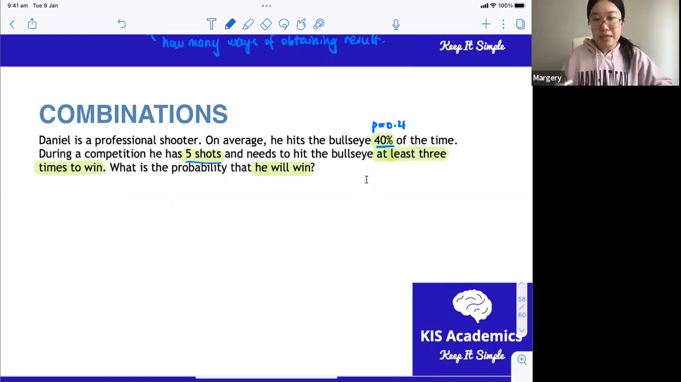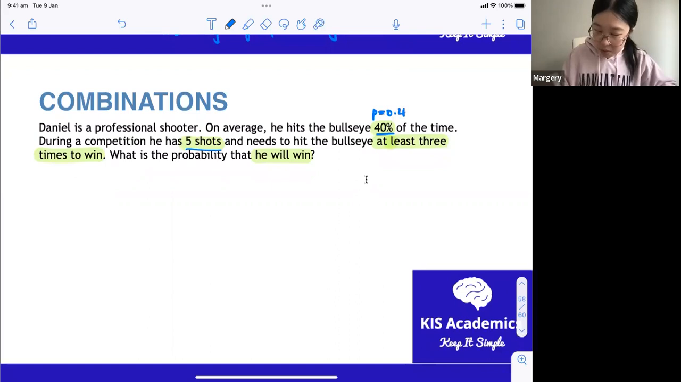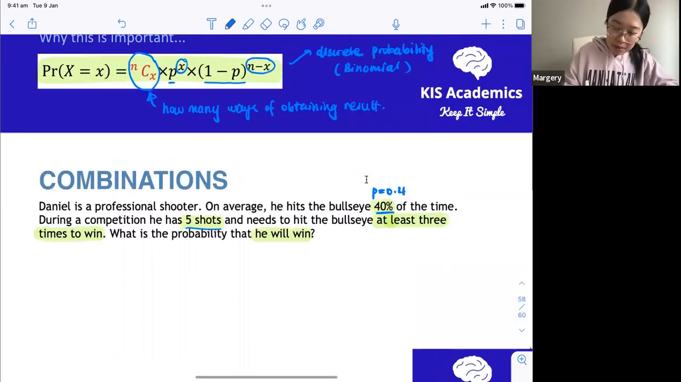And I also know that I've got a probability of either hitting or missing the bullseye, so there are 2 different possibilities there. From all of that, I know I've got a binomial distribution. So I can use my binomial distribution formula that we just saw before up here to solve this problem.